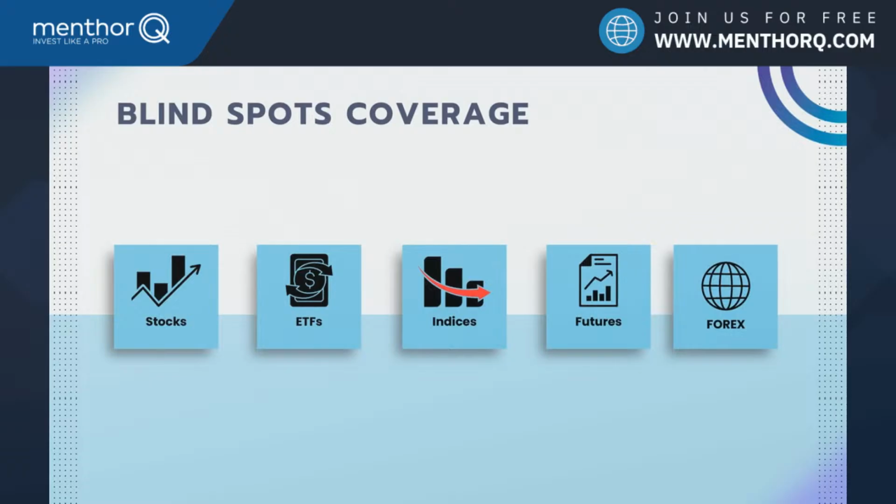Let's talk about asset coverage. Blind spots are available on many different assets. Firstly, we built blind spots for futures, indices, and ETFs. So for those who are trading SPY or QQQ, you have blind spots there. In May, we released blind spots on Forex. And today, we're also going to show you the new blind spots levels on major stocks, in particular our Max 7 coverage. So now blind spots are really covering a large variety of assets.